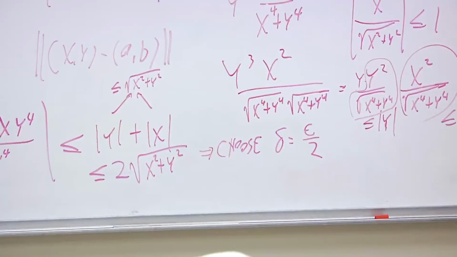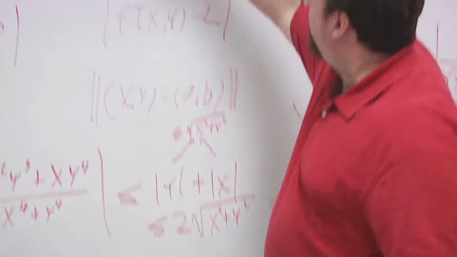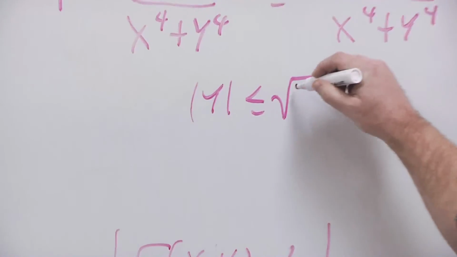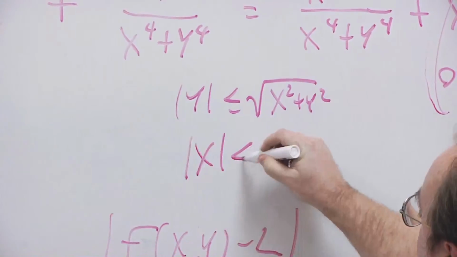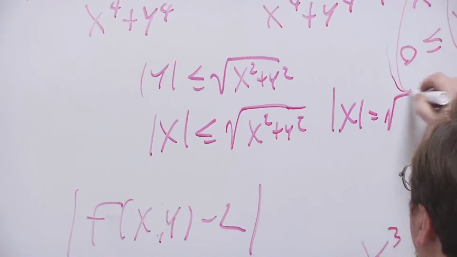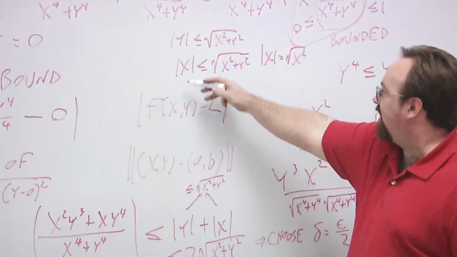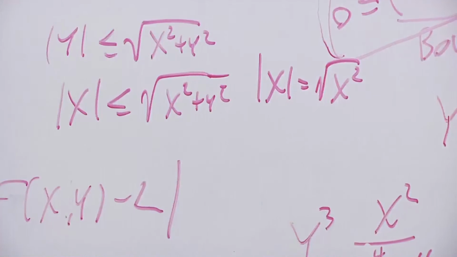Can you explain that a little more? Okay, so the absolute value of y is less than or equal to the square root of x squared plus y squared. So is the absolute value of x, which is equal to the square root of x squared. But since I have a sum of these things, I have to add these as well. So that's where the 2 comes from.